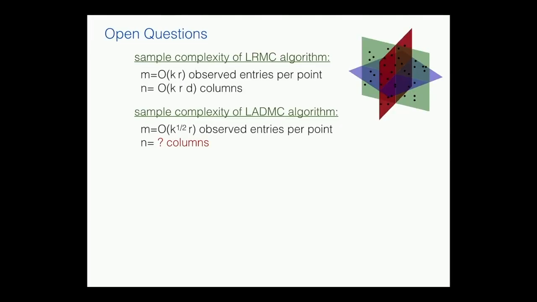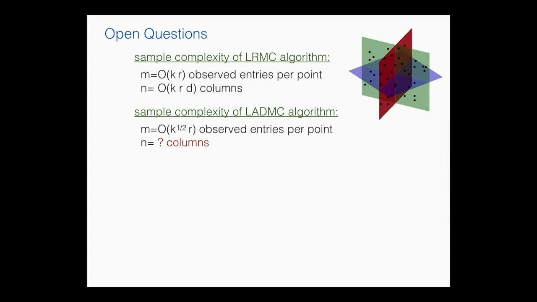Okay? So I'm just about done, but let me say a little bit about some open questions. So the sample complexity of low-rank matrix completion for linear subspaces is very well understood. We need k times r samples per column, and we're going to need k times r times d total columns in order to solve that problem. If I look at this low algebraic dimension algorithm that I was describing, where we work with the quadratic representation, then we can get away with fewer samples per column, square root of k times r. But we really don't know.